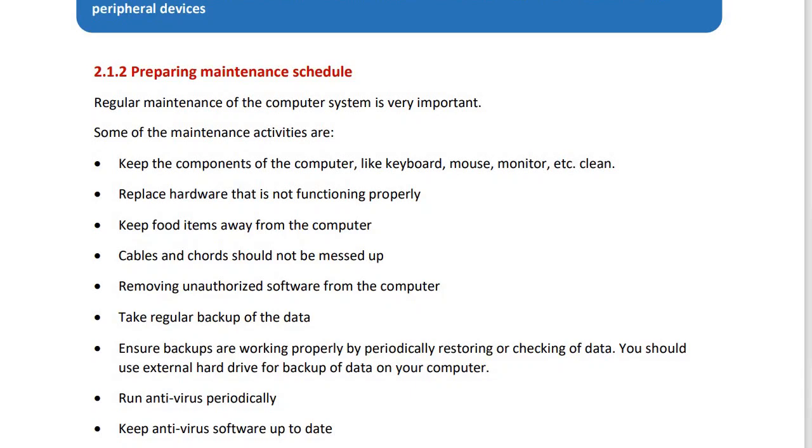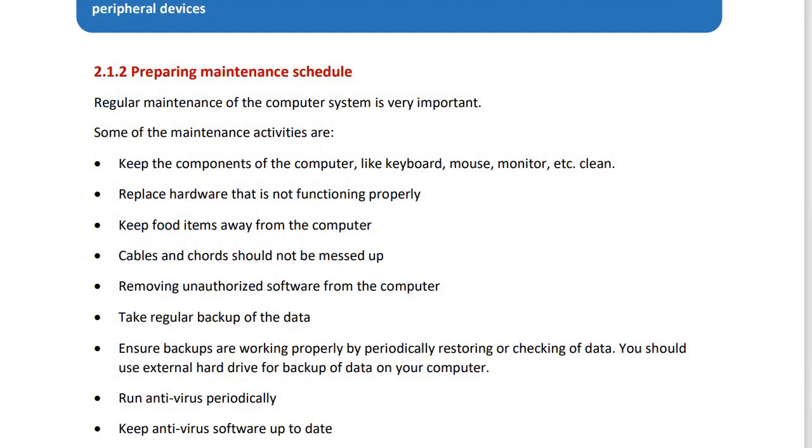Then if we have certain hardware which is not working properly, we need to replace it. While we are working on the computer, we should take care that we do not keep any food items near your computer, because they may spill and may damage your keyboard, your monitor, or any other hardware that you have attached. The cables and cords that you attach to your system should not be messed up with each other. You should take care that they are properly kept.